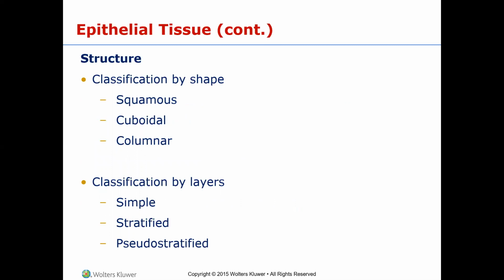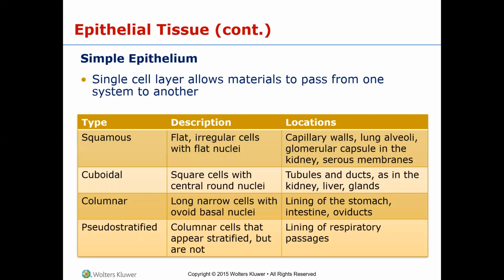The structure can be classified either by shape or by the number of layers. So there are three different types of shapes for epithelial tissue: the squamous, the cuboidal, and the columnar. The layers, if it's one layer, it's simple. If it's more than one layer thick, it's called stratified. And if it appears to be more than one layer, but it is not, it is called pseudostratified. And I'll have some pictures so that you can see that.